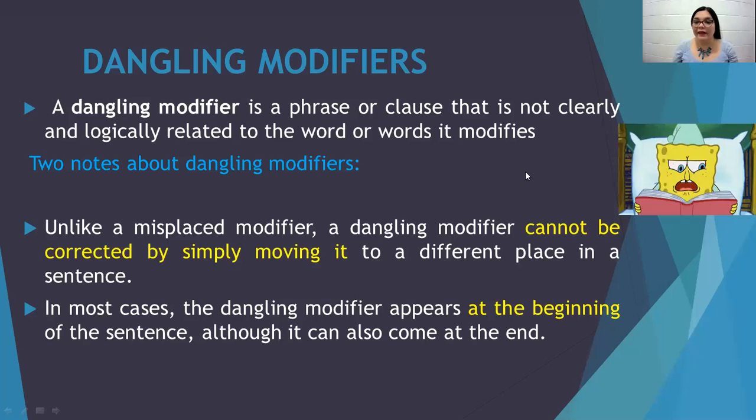So when we're talking about dangling modifiers, we're talking about a phrase or a clause that is not clearly and logically related to the word or words it modifies. Two notes about dangling modifiers that you might find interesting and important to know. Unlike a misplaced modifier, the first one that we studied, a dangling modifier cannot be corrected by simply moving it into a different place in a sentence. Why? Because it involves more than just moving. In most cases, the dangling modifier appears at the beginning of the sentence, although it can come also at the end, but still the sense of the sentence might be destroyed or it might be still confusing.